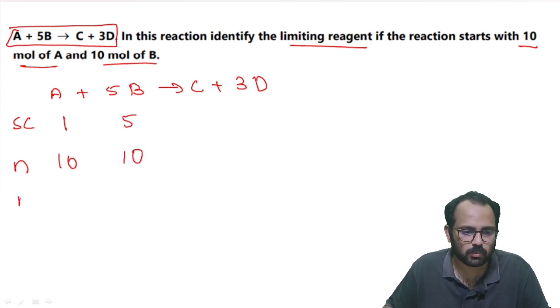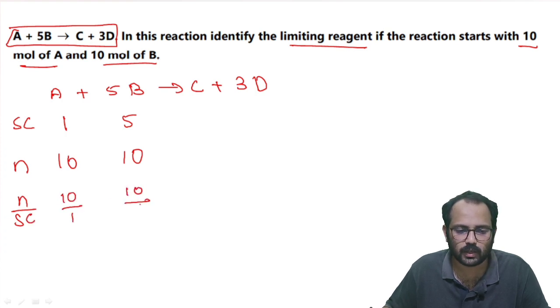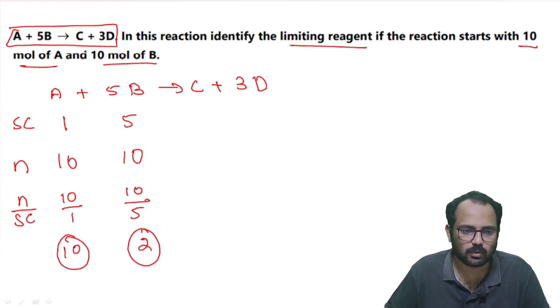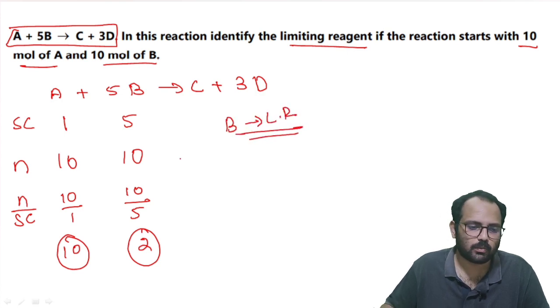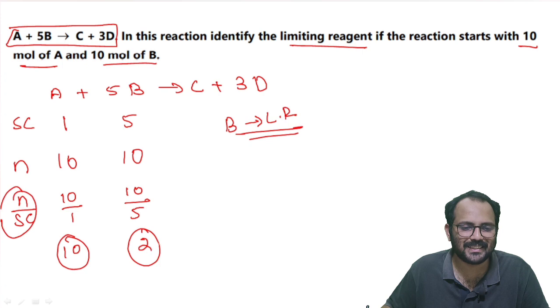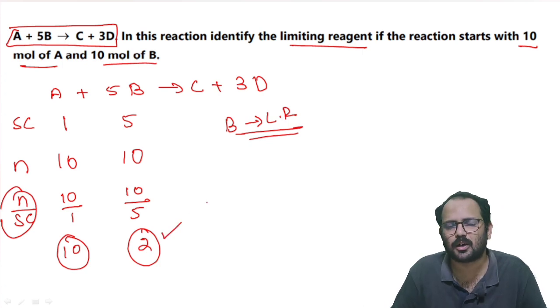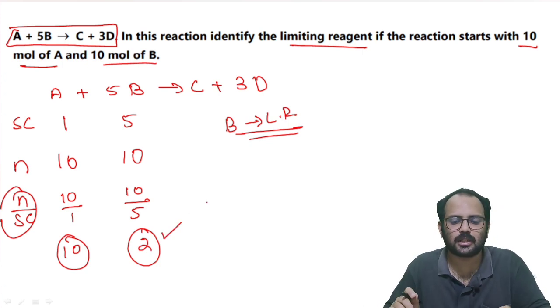Very good. So number of moles divided by stoichiometric coefficient. Here 10 by 1, here 10 by 5. So 10 by 1 is 10, 10 by 5 is 2. Am I writing it correct? Right? 10 moles of A, 10 moles of B. So which is the limiting reagent? Yes, B is the limiting reagent because number of moles by stoichiometric coefficient is least for B. That's it, how simple it is. So this is how we have to solve.